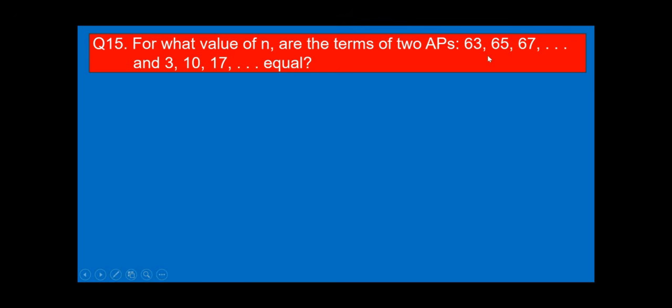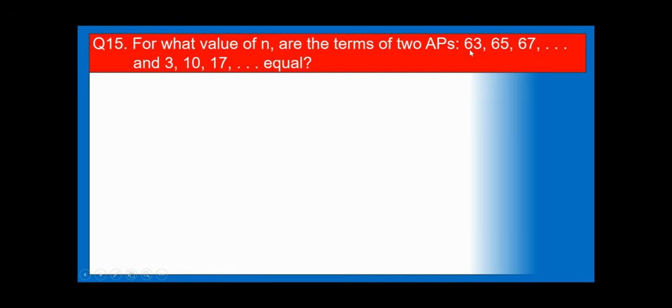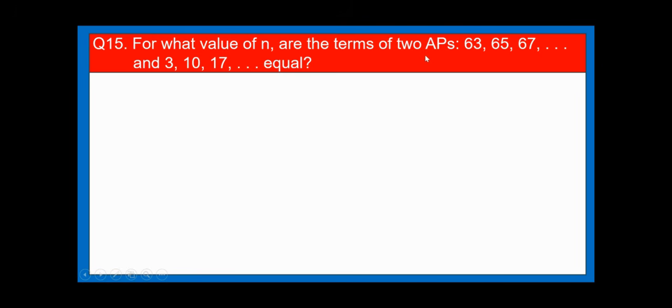Here we have two APs, one is 63, 65, 67 and so on, and the second is 3, 10, 17 and so on, and for these two APs a particular term is equal. A particular term of this AP is equal to the same particular term of that AP. Now we have to find that n value. Let us consider the first AP 63, 65, 67 and so on, and the second AP 3, 10, 17 and so on.